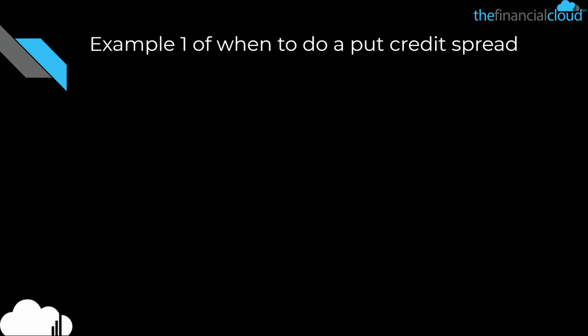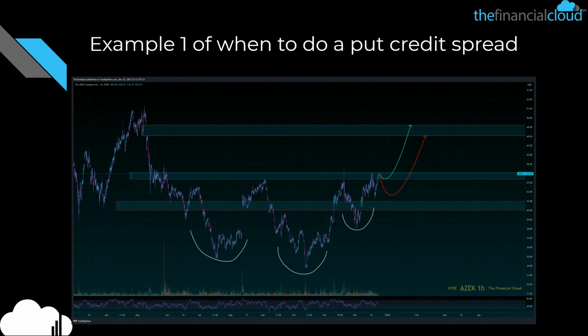I have a few examples for you. So here's when I would consider potentially selling a put credit spread. This is AZEK. This is a home builder materials stock. We've been getting a lot of bullish home builder data lately, and I see the stock at breakout levels, and I see an inverse head and shoulders. So I say, all right, well, this stock could either go straight up and break out, with the green path, or I see a red path where it could go sideways, go down a little. But I am still extremely bullish on this, and I think it's going to break out.